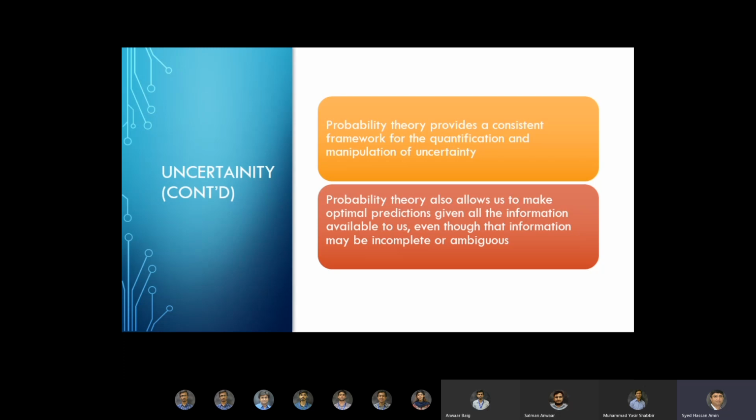Probability theory also allows us to make optimal predictions given all the information available to us, even though that information may be incomplete or ambiguous. That's another key advantage of probability theory: given incomplete or ambiguous information, it has theorems and tools that help you make predictions with incomplete data.